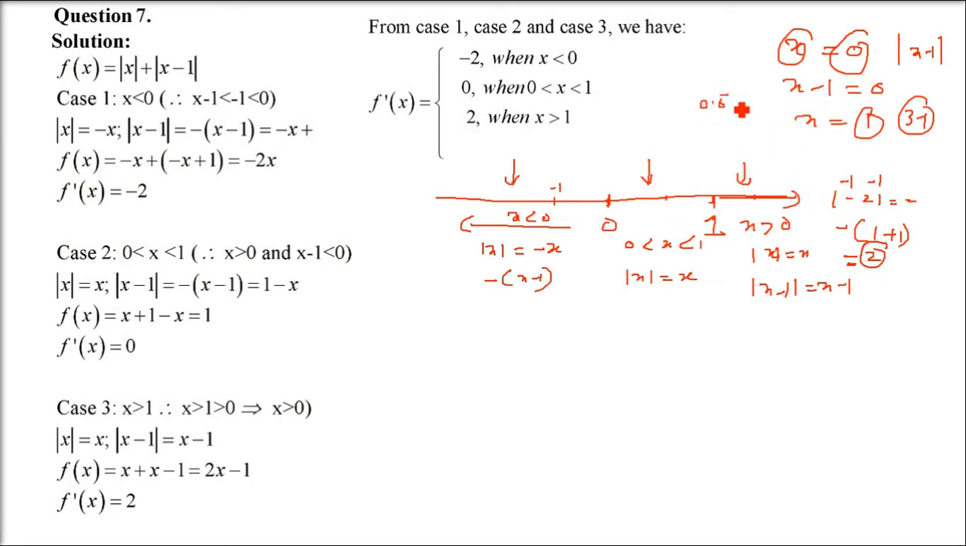But what about mod x minus 1? If you put any value, say 0.5, 0.5 minus 1 is negative 0.5. So you are getting a negative value here. So mod x minus 1 in between 0 and 1 is going to be negative of x minus 1. I hope you got the idea. You can write it as minus x plus 1, or you can write it as 1 minus x also.